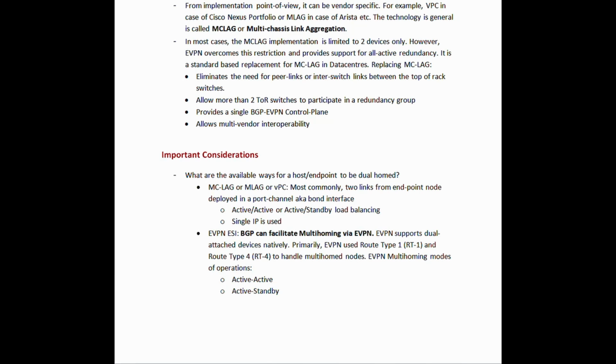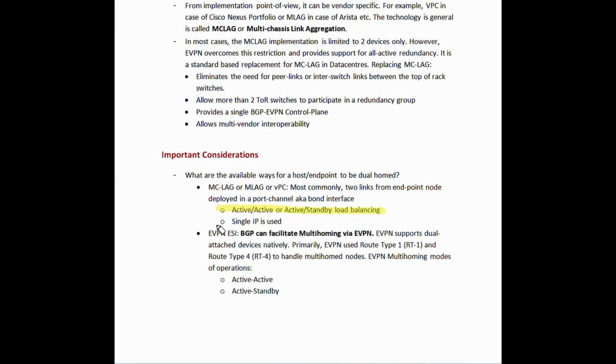So as discussed previously, one of the first or the obvious methods is MLAG or MCLAG or vPC as we call them, or let's say the vendor specific method for dual homing a device. In most scenarios, we have two links from the endpoint or top of rack switch connected to the uplink aggregate switch, or let's say from a server to two separate top of rack switches. And these links could be configured in an active-active or active-standby load balancing method.